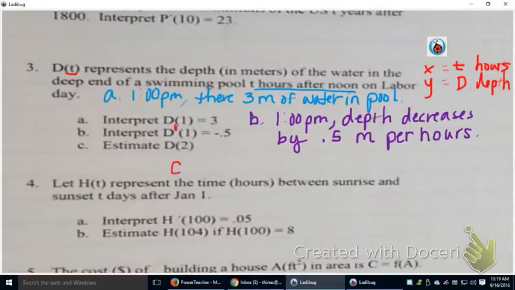Now C asks us to estimate D of 2, and we have to just estimate it based on the information we have, meaning we're just going to continue it and hope that whatever is happening is going to continue to happen. So we're starting at 3 at 1 o'clock. It wants to know what's happening at 2 o'clock. So we want to know 1 hour later what's happening. Well, if B is true and the depth decreases by 0.5 meters per hour, then I need to subtract 0.5 from 3 to find out that at 2 o'clock there are 2.5 meters in the pool.